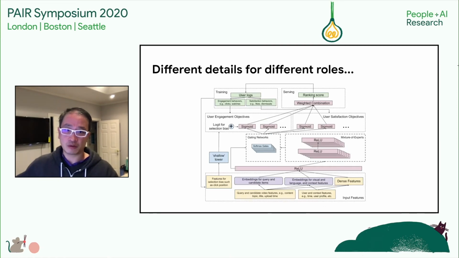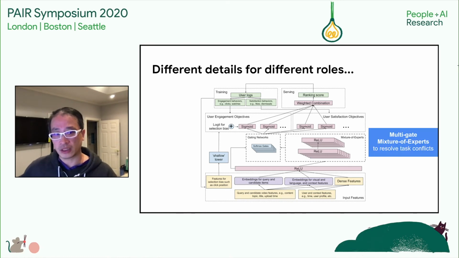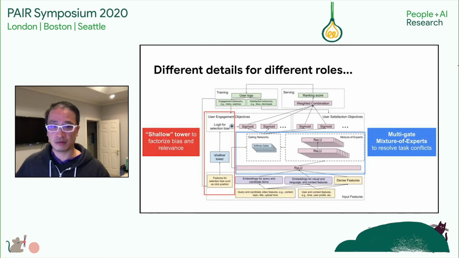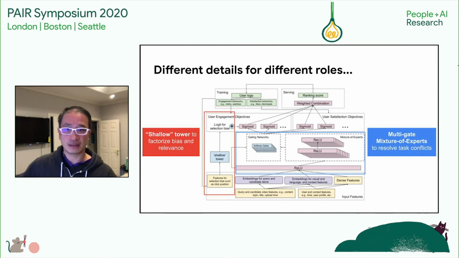We can also make them extremely more detailed so that engineers have specifications to get real understandings of how components interact with each other. So for example, here is a more detailed diagram that we presented that shows how a mixture of experts idea for neural architecture can resolve task conflicts between multiple objectives, or create these shallow towers to factorize bias and variance problems in the system.